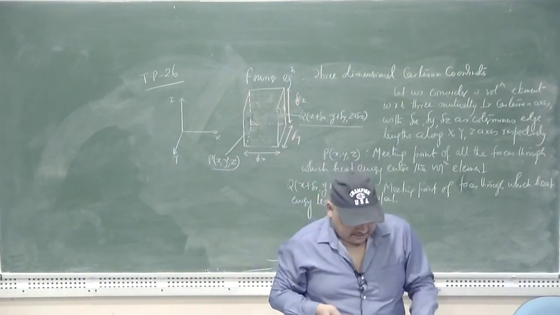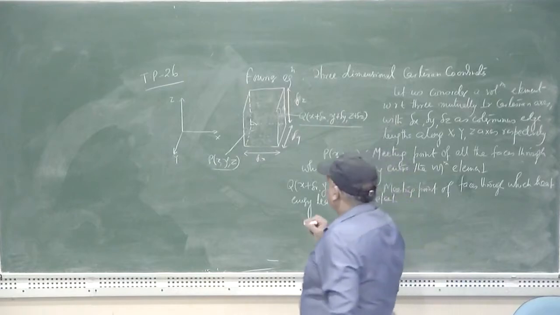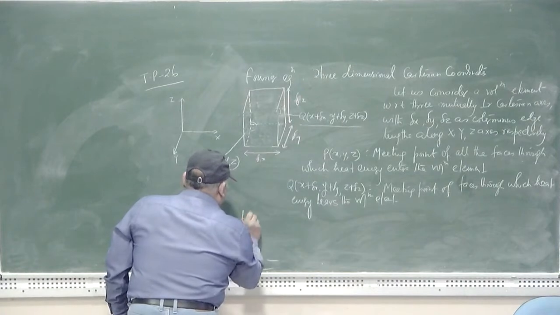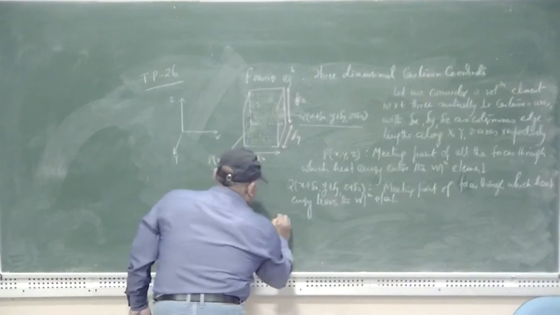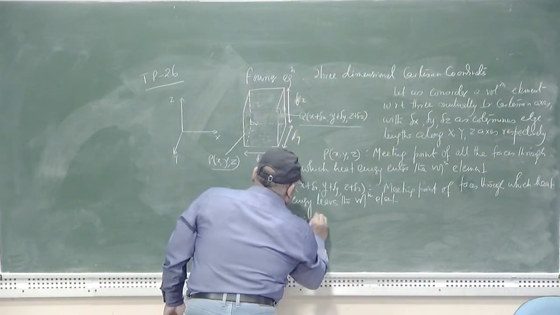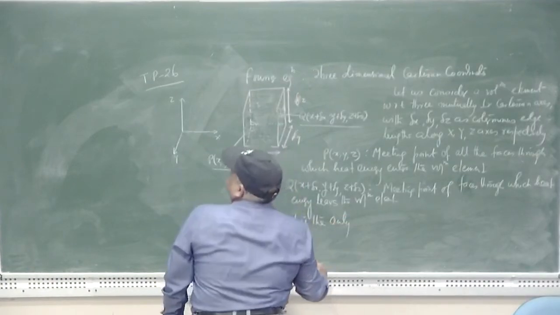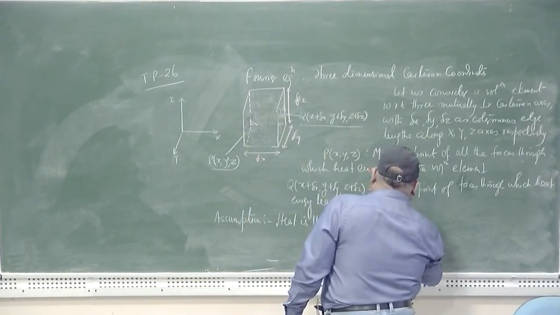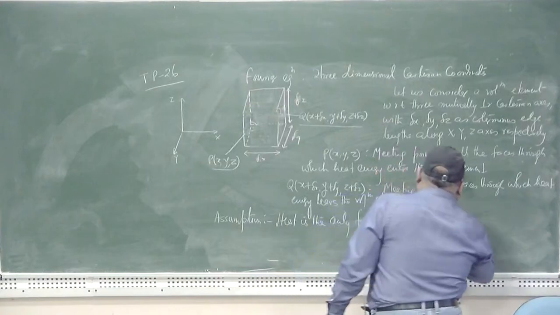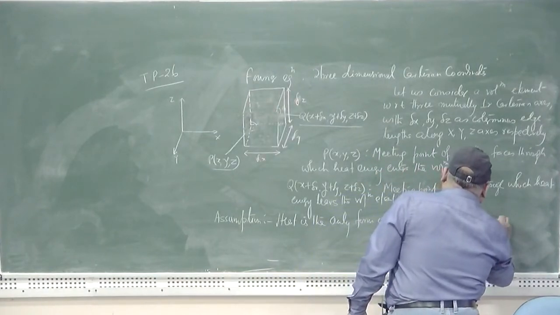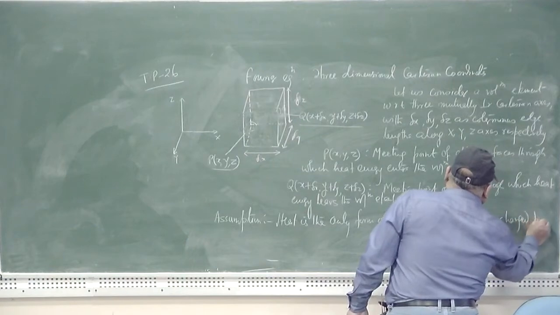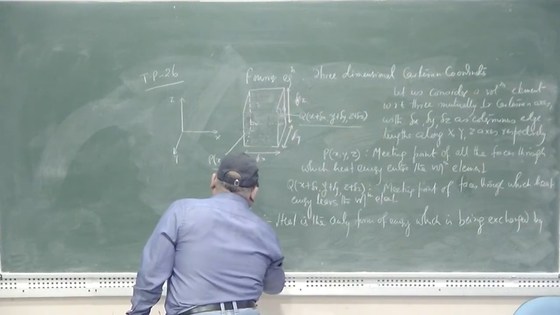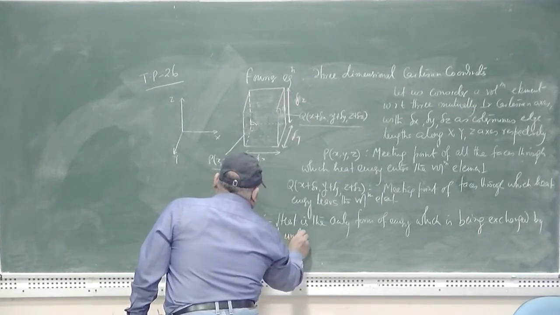Apart from this, the basic assumption which needs to be made here for an energy balance is that heat is the only form of energy which is being exchanged by the volume element under consideration. What does it mean?